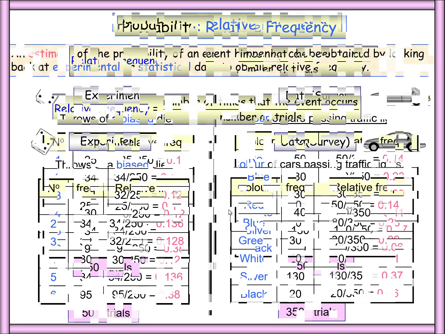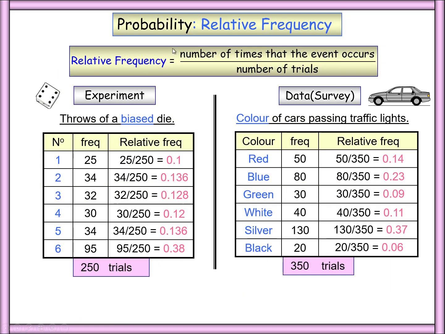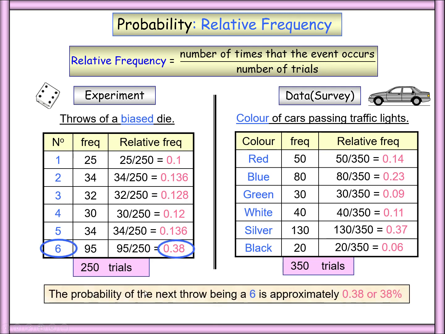Okay, let's carry on. We're looking at this data then. The number of times that the event occurs divided by the number of trials, so total number of trials, and for 1 is 25. So that's our formula for finding the relative frequency. Probability of the next row being the 6 is 0.38 or 38%. Just converted the decimal to percentages. Probability of a 1 is 0.1 or 10%. Probability of a blue car is 0.23. Probability of a silver car is the highest probability of cars, 0.37.